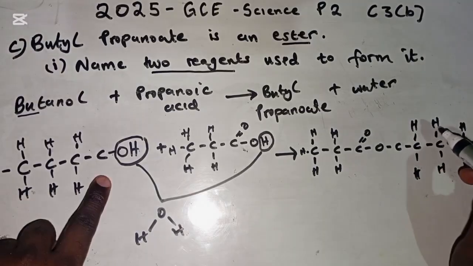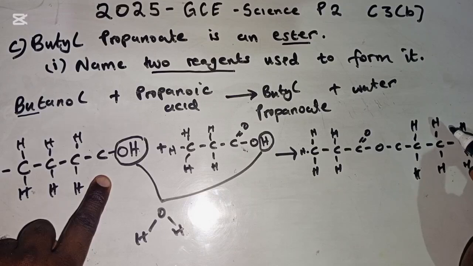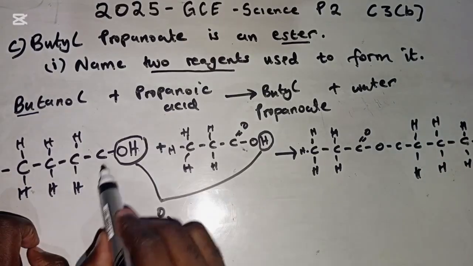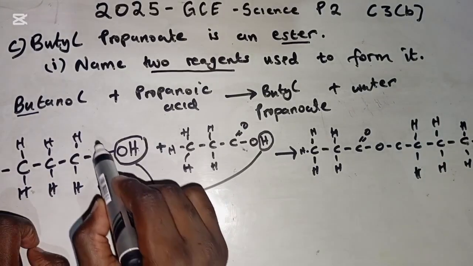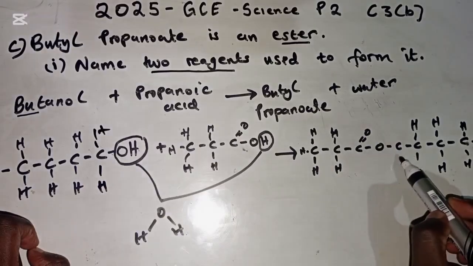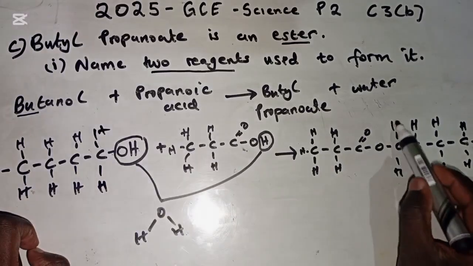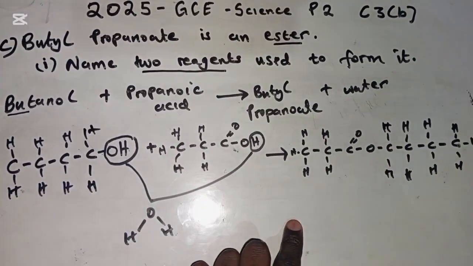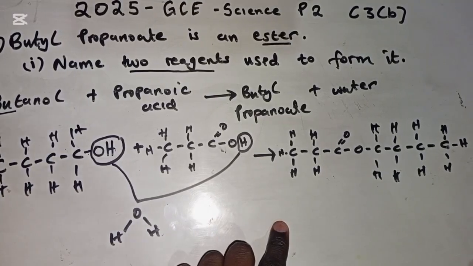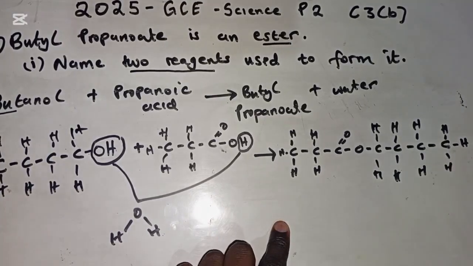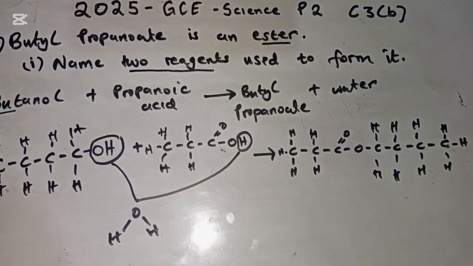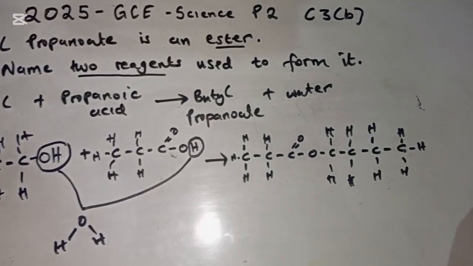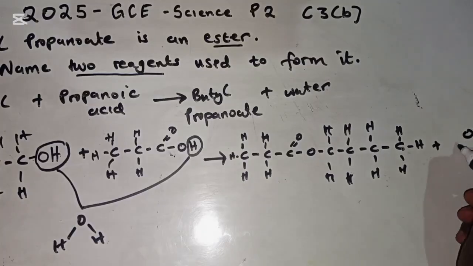Let's see, this one doesn't have, I didn't put here, needed to have this sign. Okay, yeah, so this is actually the structure of butyl propanoate. This is the structure for butyl propanoate, and then you show at the end that there was a water molecule that was given out.